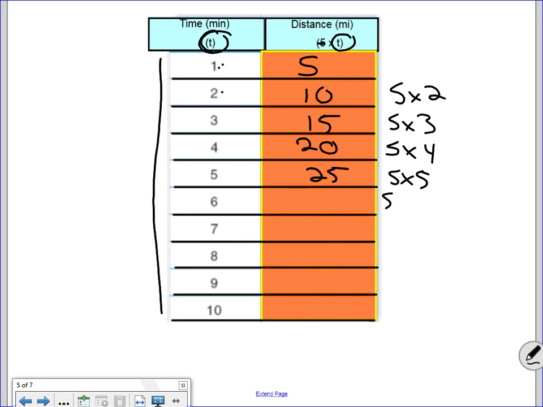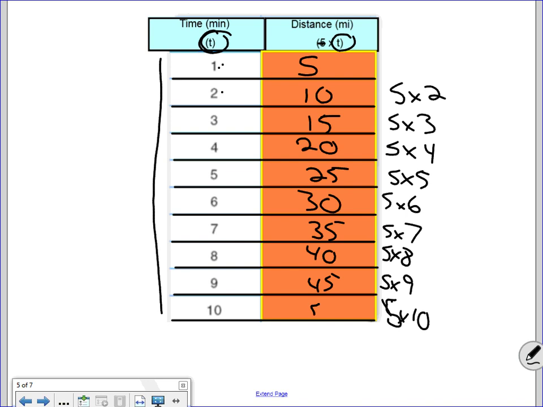So we're going 5 times 6, which equals 30. 5 times 7, which is 35. 5 times 8, 40. 5 times 9, 45. 5 times 10 equals 50.